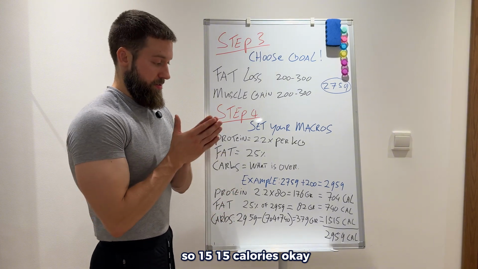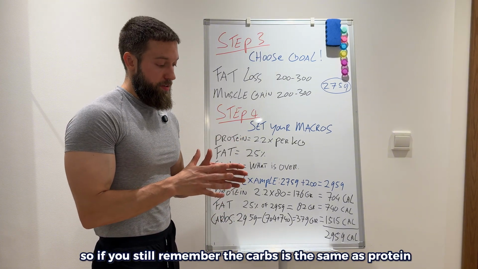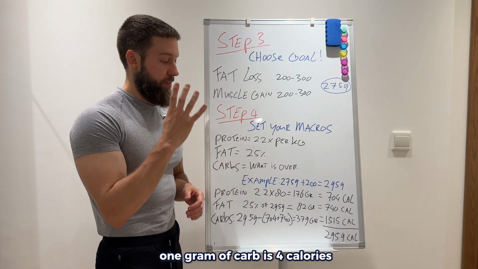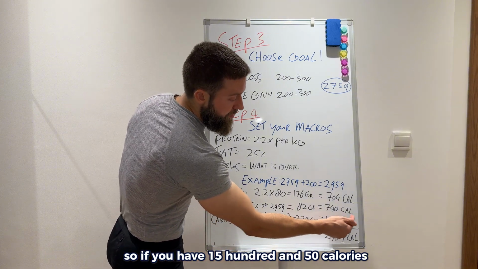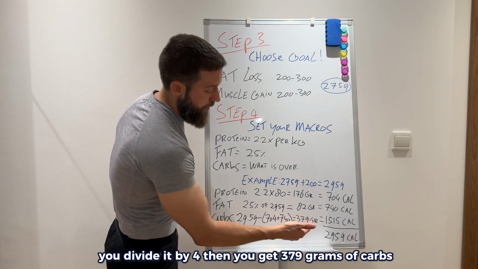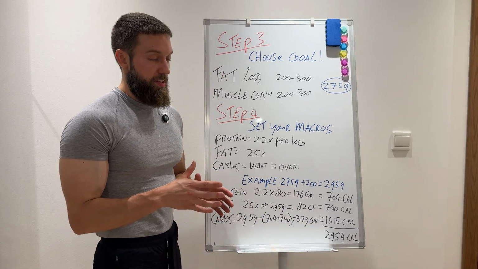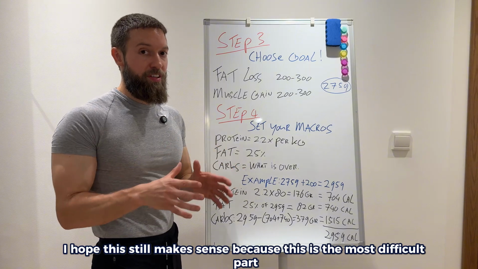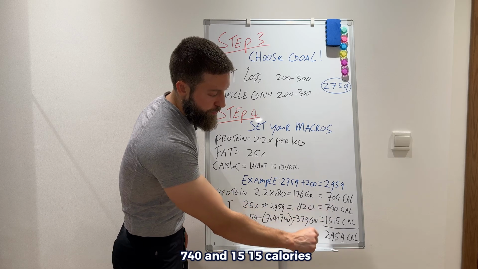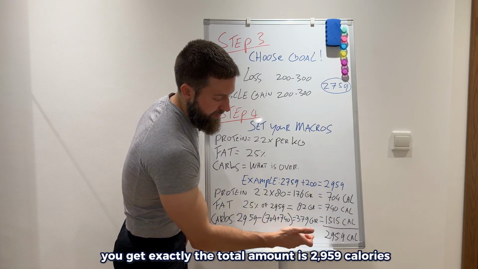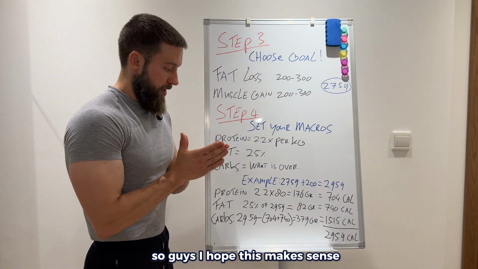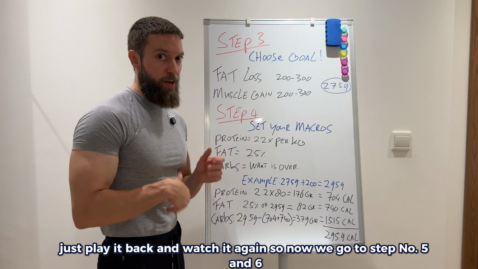calories. If you still remember, the carbs is the same as protein. 1 gram of carb is 4 calories. So if you have 1550 calories, you divide it by 4, then you get 379 grams of carbs. I hope that still makes sense because this is the most difficult part. It's the same if you add 704 calories, 740 and 1500 calories, you get exactly the total amount, 2,959 calories. So guys, I hope this makes sense. If not, just play it back and watch it again.